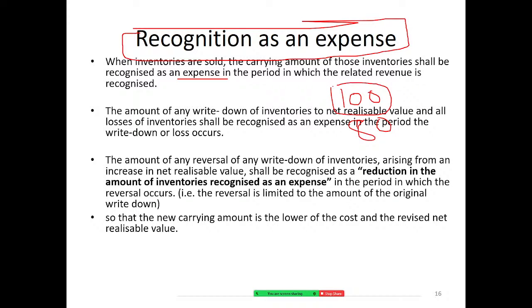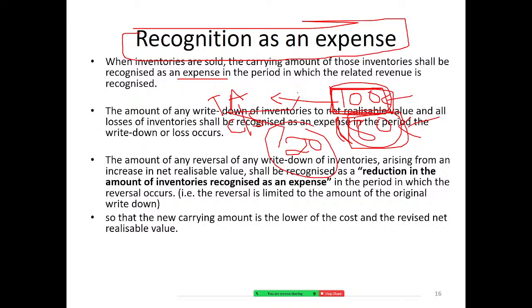These 100 rupees will be taken in the trading account, because closing stock we have to deduct from purchases. In that case we use this 100. When we show this inventory as an asset in the balance sheet, we have to choose 80. In the balance sheet we have to show 80, and the difference 20 will be treated as an expense in the income statement.